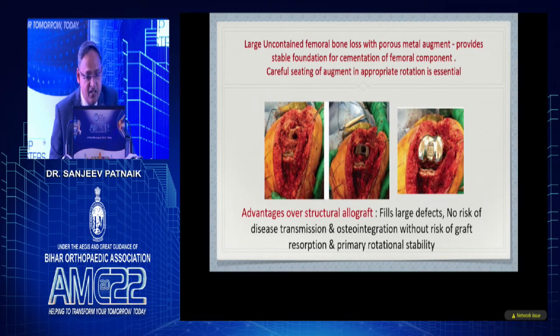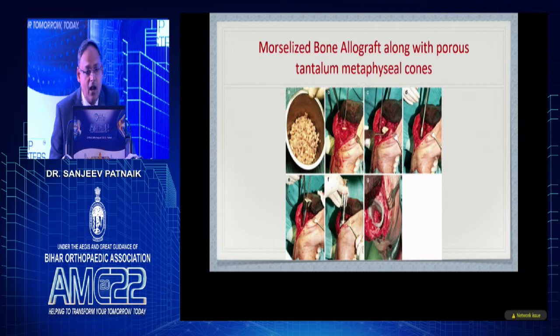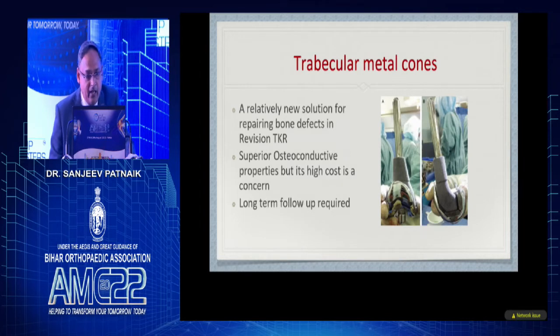Now the advantages: it fills large defects, there is no risk of disease transmission, and there is osteointegration without the risk of graft resorption, and it affords primary rotational stability. Now this is morselized bone graft, which you can use along with porous tantalum metaphyseal cones. Trabecular metal cones are relatively new solutions with superior osteoconductive property, but high cost is the impediment. Long-term follow-up is required in such cases.